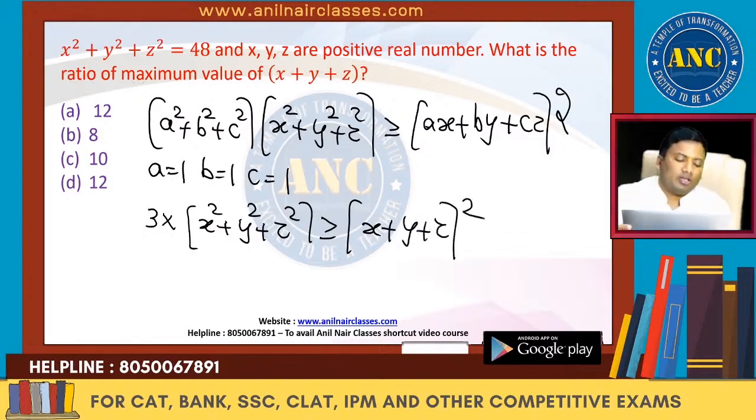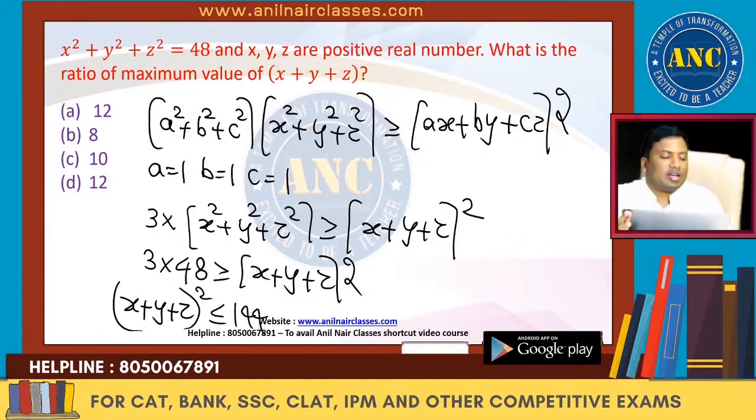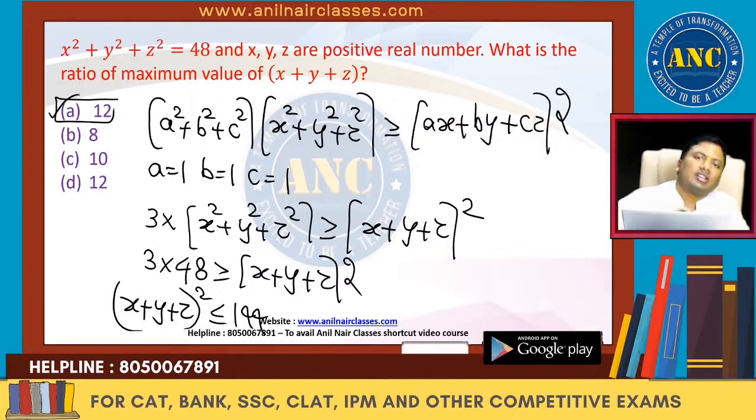X square plus y square plus z square is 48, so 3 into 48 is greater than or equivalent to x plus y plus z whole square. So x plus y plus z whole square is less than or equivalent to 144, so x plus y plus z is less than or equivalent to 12. Maximum value is nothing but 12. We have to find out the maximum value of x plus y plus z. I hope the idea is clear.